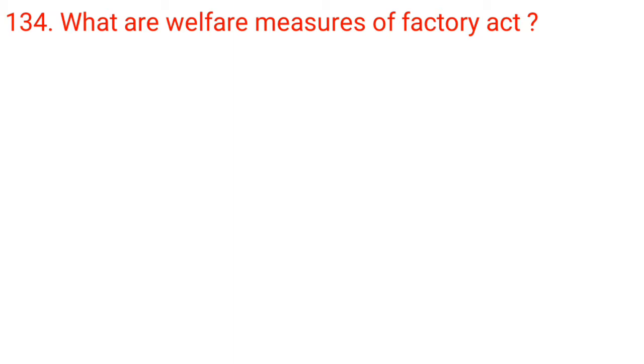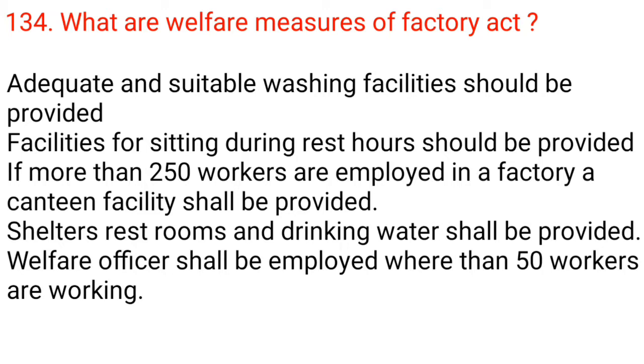134. What are welfare measures of the Factory Act? Adequate and suitable washing facilities should be provided. Facilities for sitting during rest hours should be provided. If more than 250 workers are employed in a factory, a canteen facility shall be provided. Shelters, restrooms and drinking water shall be provided. Welfare officers shall be employed where more than 500 workers are working.